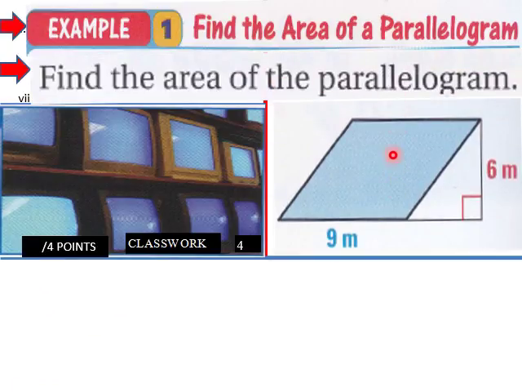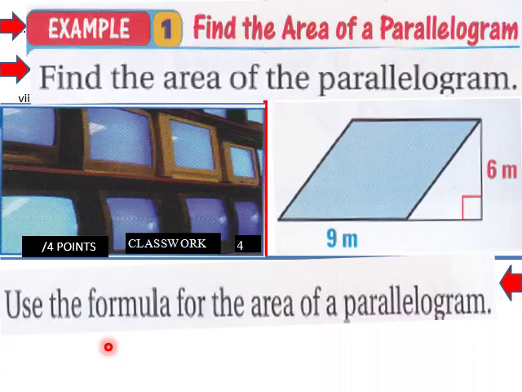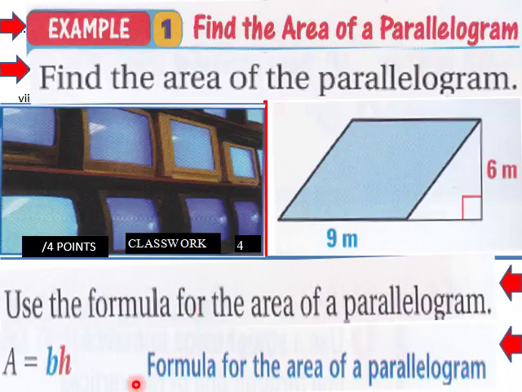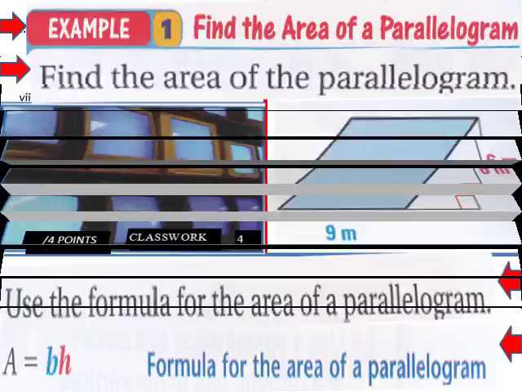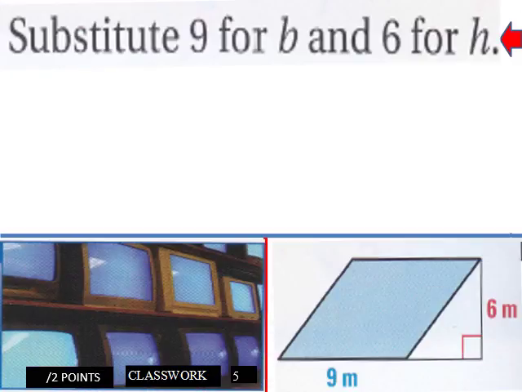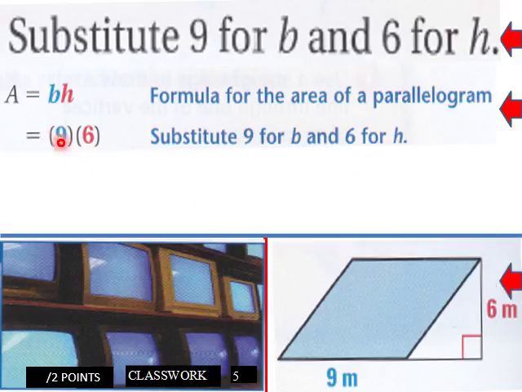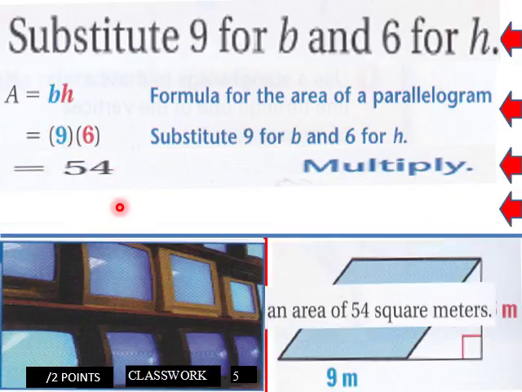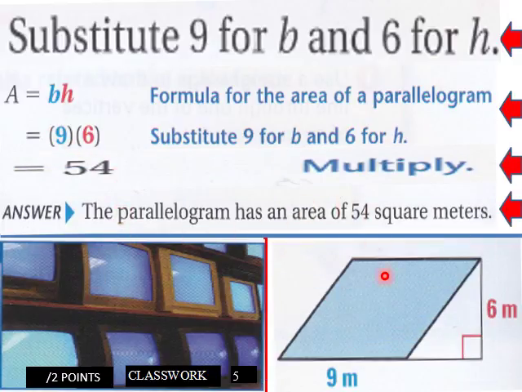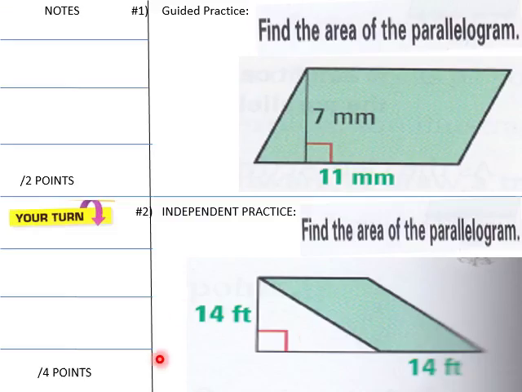Example 1, find the area of this parallelogram. So we have a height here and we have a base here. So what is our area? Use the formula for the area of a parallelogram. Base times height. Substitute 9 for b and 6 for h, and then 9 times 6 would be 54. So we have 54 square meters for this parallelogram here.